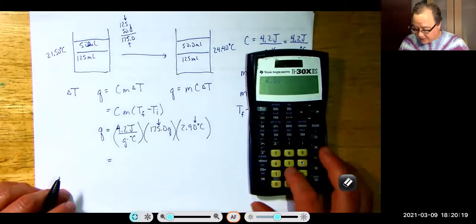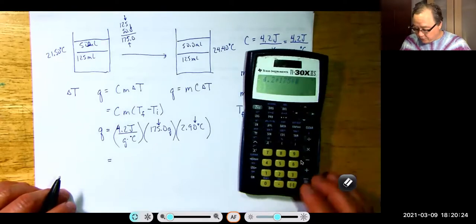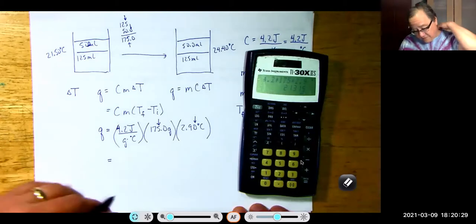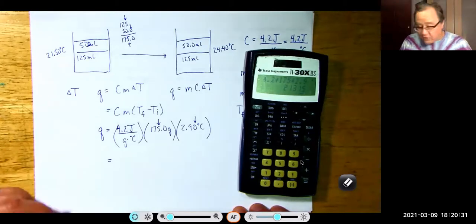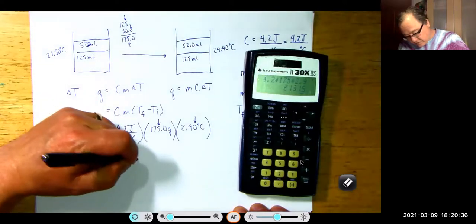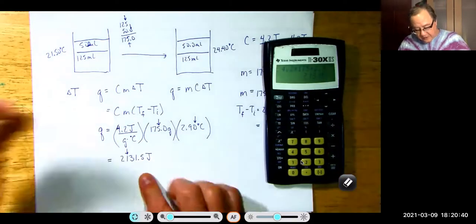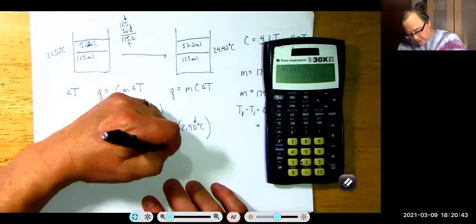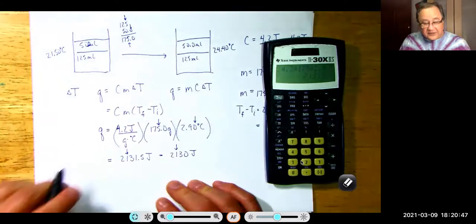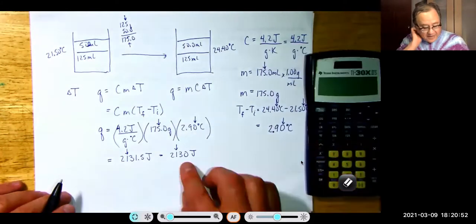And let's see what we get. 4.2 times 175.0 times 2.90. And, oh, I'm kind of off there. It's more like 2,131. Now, this would be rounded to the hundreds. And so what I'm going to do here is I'm going to say that's equal to 2130 joules and put an arrow to the 1. And you can see I'm carrying an extra significant figure because I'm not done with that.